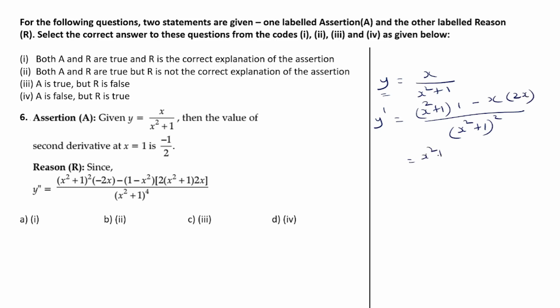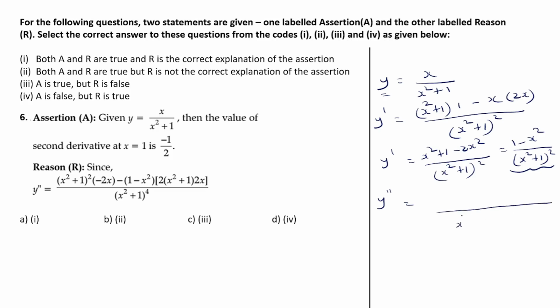So it is x square plus 1 minus 2x square upon x square plus 1 the whole square. So this is 1 minus x square upon x square plus 1 the whole square. So this is y prime. Now let us find y double prime. Again we have to use the quotient rule.